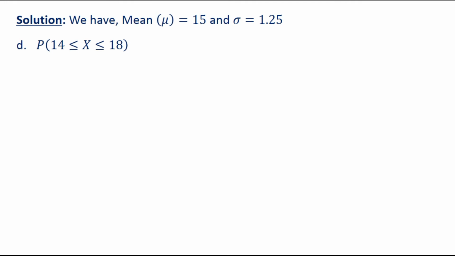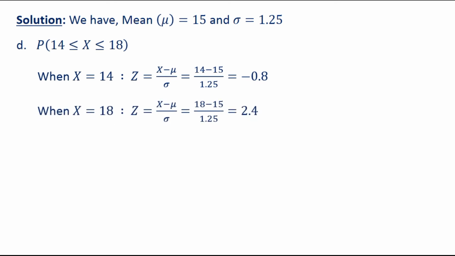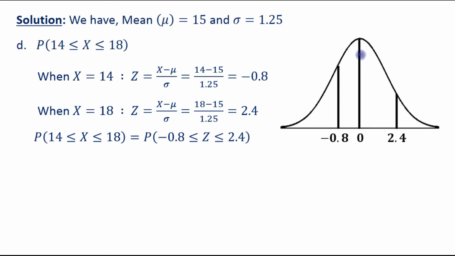Next part, probability that x lies within this interval. So when x equals to 14, z equals to minus 0.8. When x equals to 18, z equals to 2.4. And we can write this probability as probability minus 0.8 less than and equals to z less than and equals to 2.4. So we need to find this area.